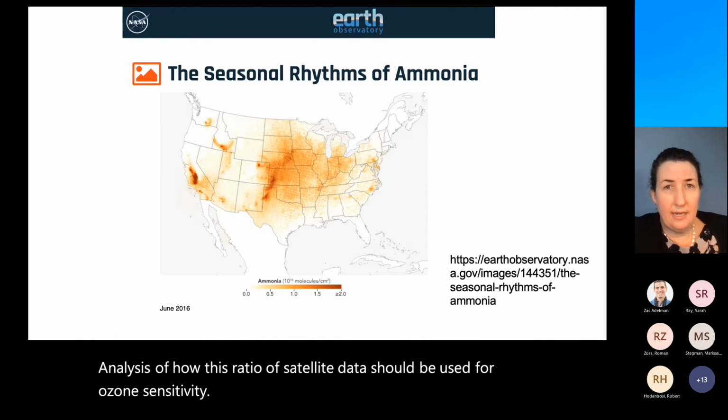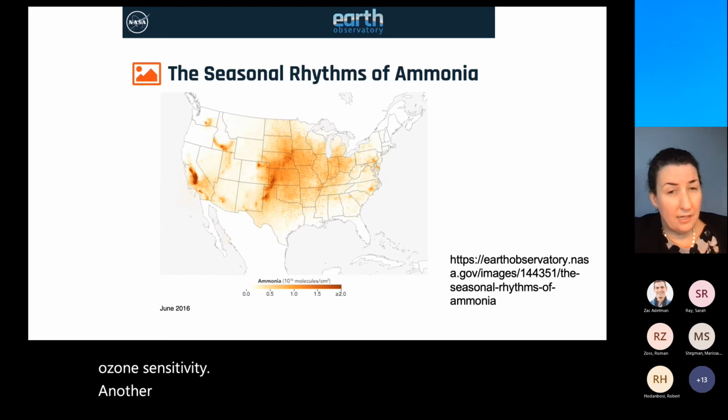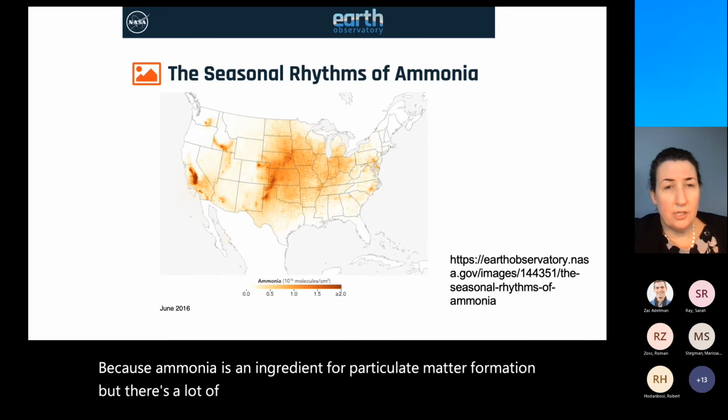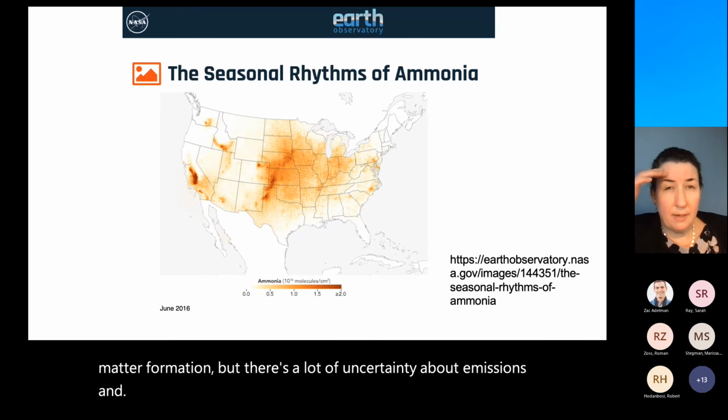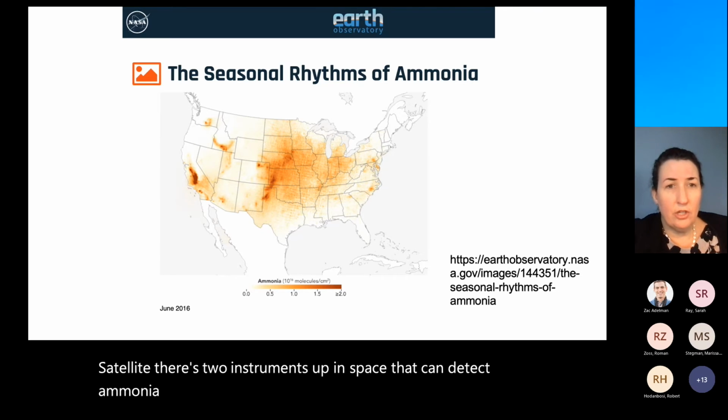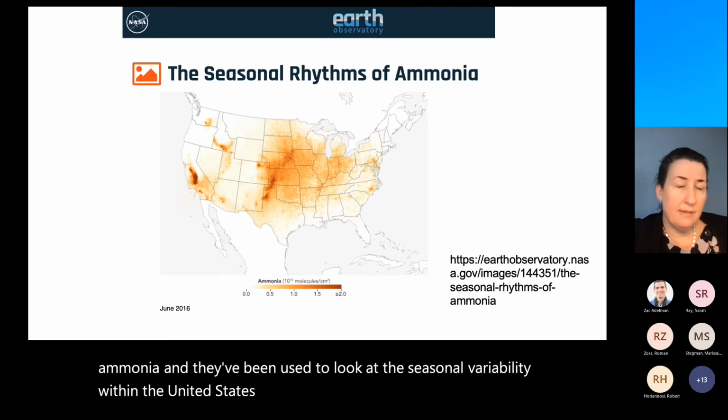Another exciting application of satellite data is ammonia emissions, because ammonia is an ingredient for particulate matter formation, but there's a lot of uncertainty about emissions. There are two instruments up in space that can detect ammonia, and they've been used to look at the seasonal variability within the United States and on a global basis.